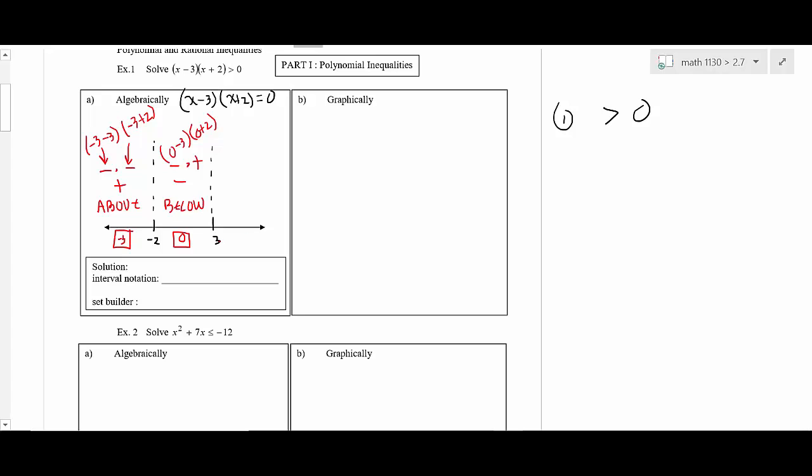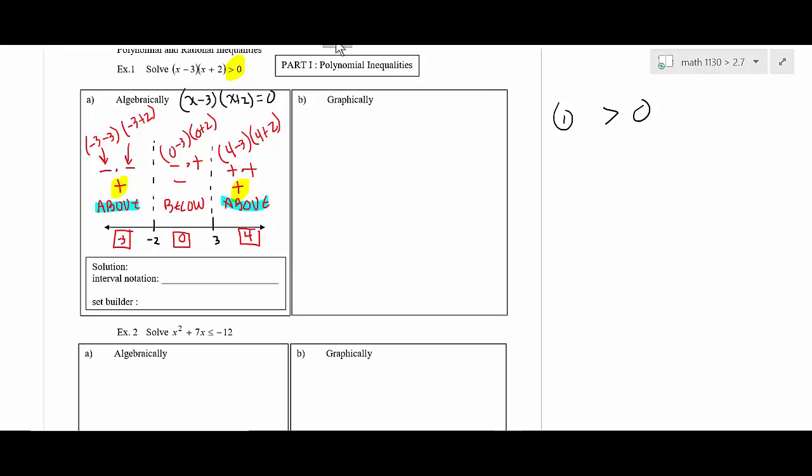Now we do the same thing with the other region. You pick a number bigger than 3, like say 4, plug it in, you would have 4 minus 3 times 4 plus 2. That would be a positive times a positive. So what does that tell you about the graph? We're back above again. So that's how that would go. So really all you have to do to solve this problem, since you're looking for where it's greater than 0, is look for where the result is positive. So your solution is going to be in this region and this region right there.